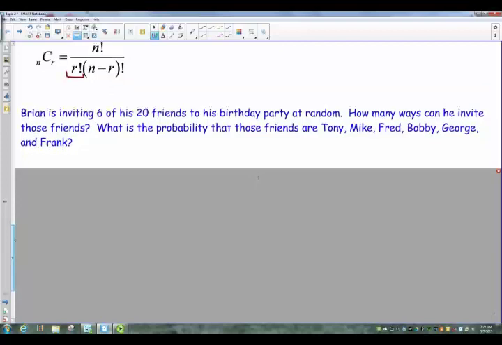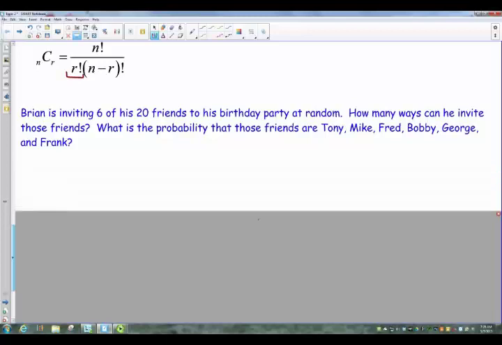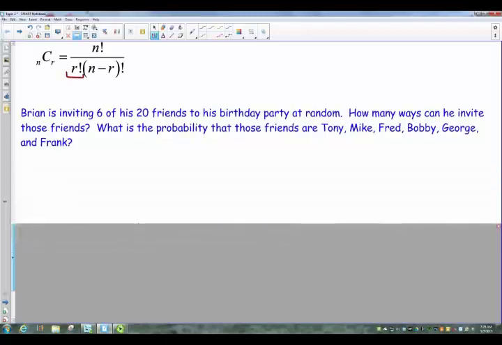So Brian is inviting 6 of his 20 friends to his birthday party at random. How many ways can he invite these friends? So there's your first question. And then what is the probability that those friends are Tony, Mike, Fred, Bobby, George, and Frank? All right, so we've got 6 of his 20 friends. The n would be 20, because that's always the total. It's the larger number. And the 6 would be r, because that's how many we're choosing.